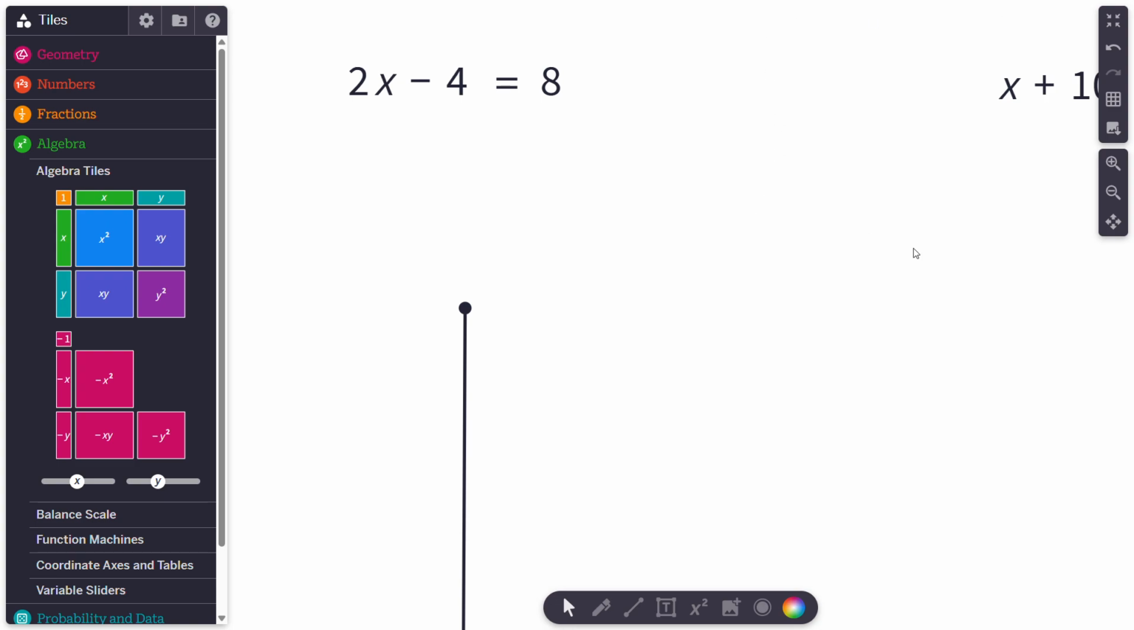Right, good evening. My name is Josh, and I am going to demonstrate how to use algebra tiles to solve equations for x.